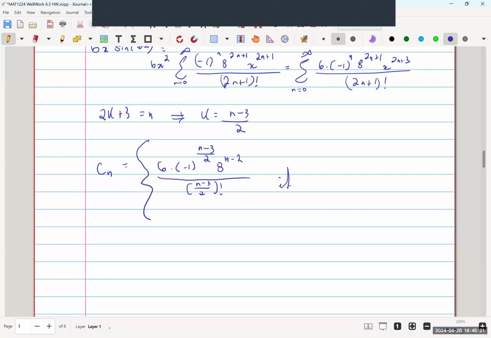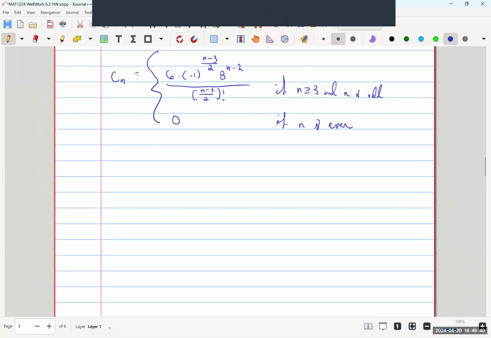And if n is greater than 3 and n is odd, we can use that equation. And if n is even, because this is sine, remember, it is 0.